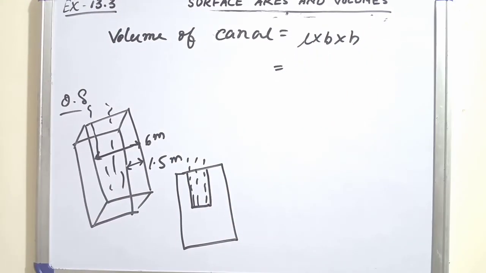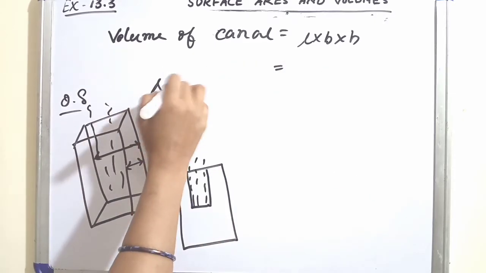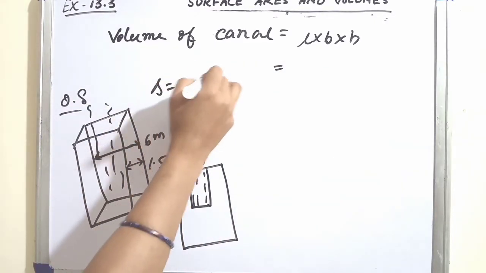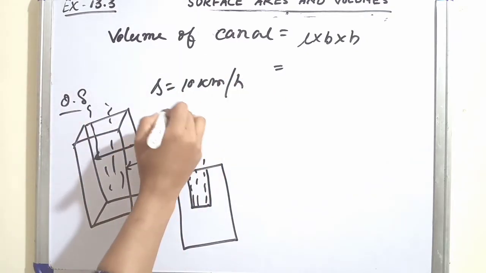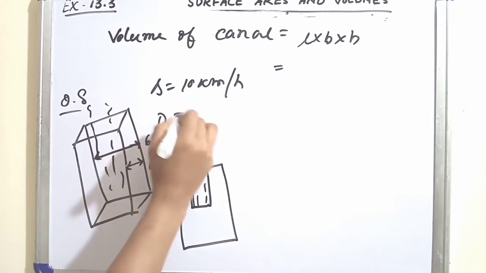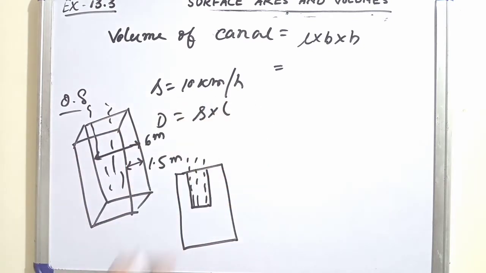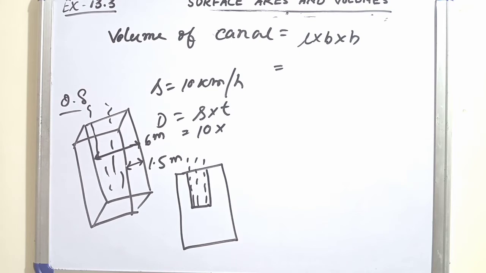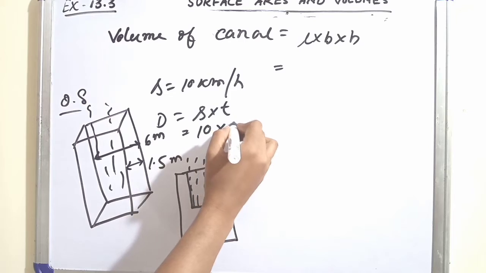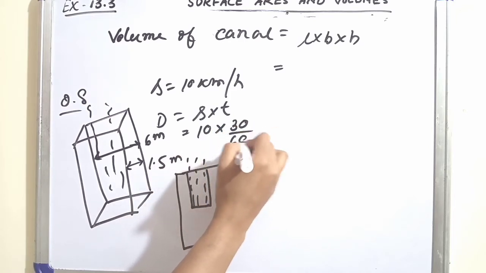That means length. But what's the length of this canal? So here given that speed S is equal to 10 kilometer per hour. So distance is equal to speed into time. So distance means speed 10 into time 30 minutes. Given that how much area will irrigate in 30 minutes. So T is equal to 30, change in hour, that means 30 upon 60.